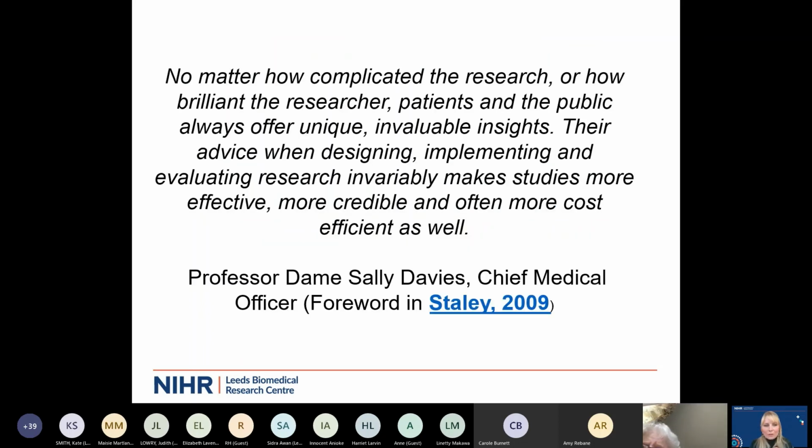Here's a quote from Professor Dame Sally Davis, the Chief Medical Officer. Previous Chief Medical Officer, I believe. No matter how complicated the research or how brilliant the researcher, patients and the public always offer unique, invaluable insights. Their advice when designing, implementing and evaluating research invariably makes studies more effective, more credible, and often more cost effective as well. Thank you. Thanks, Carol.